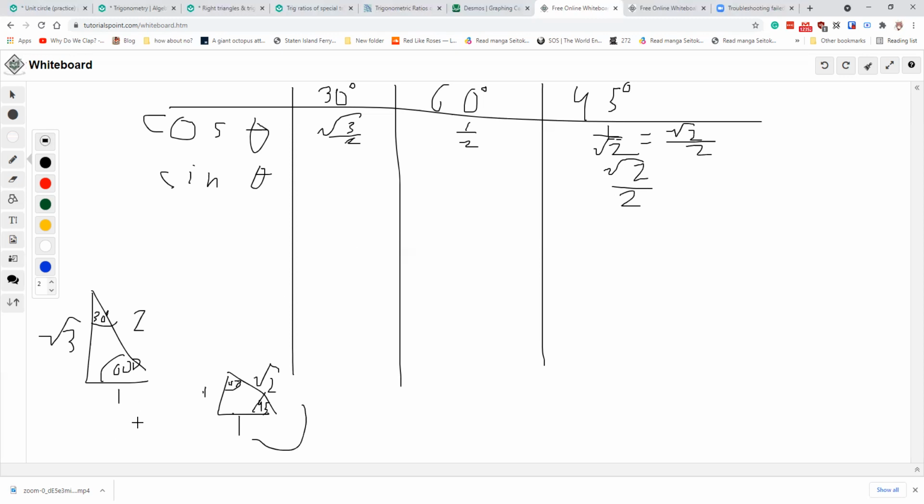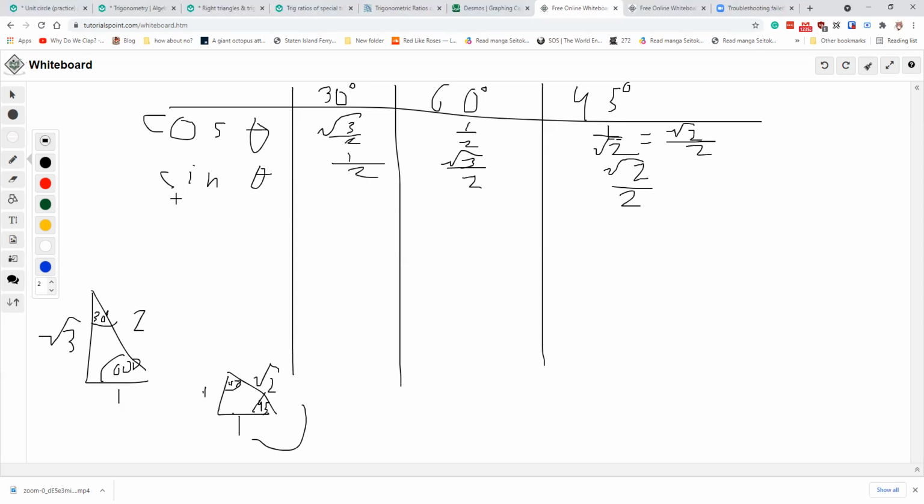And what is the sine of 60 degrees? Well, look back here. The sine is the opposite over the hypotenuse. And so it would essentially be the other cosine. So the sine of 60 degrees is root 3 over 2, and the sine of 30 degrees is 1/2.